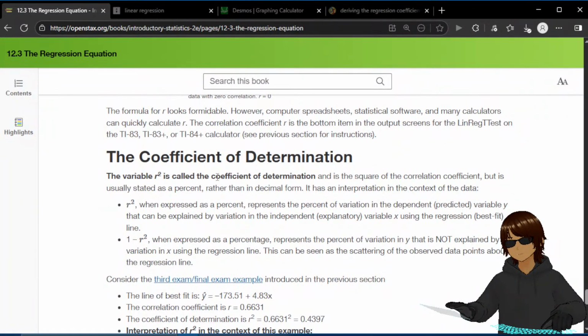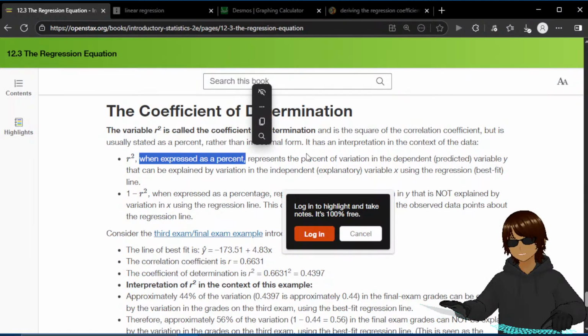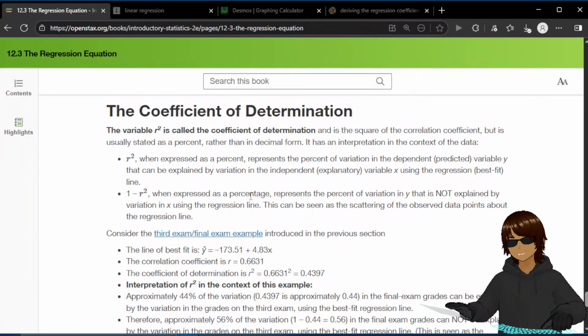The variable R square is called the coefficient of determination and is the square of the correlation coefficient, but is usually stated as a percent rather than a decimal form. It has the interpretation in the context of the data. R square, when expressed as a percent, represents the percent of variation in the dependent variable that can be explained by variation in the independent variable x. 1 minus R square, when expressed as a percentage, represents the percent of variation in y that is not explained by variation in x using the regression line.